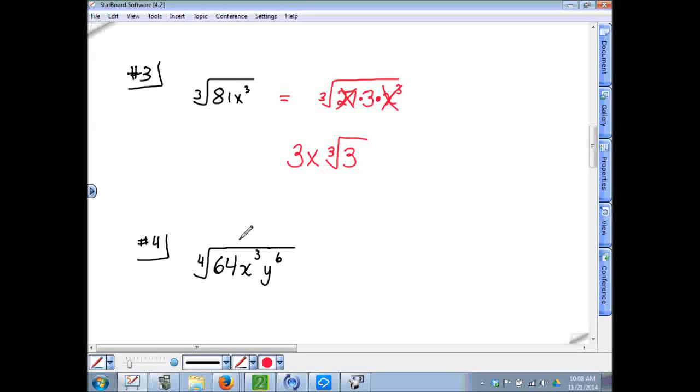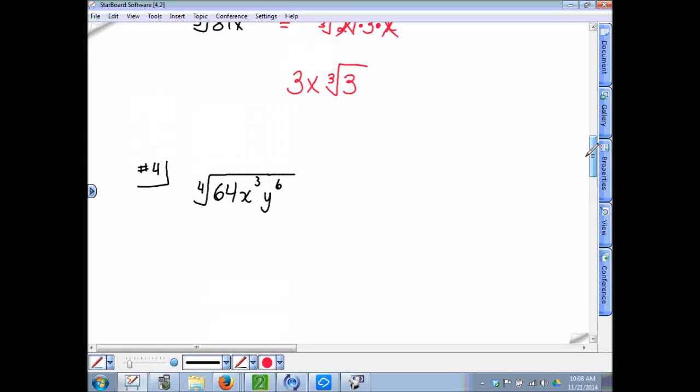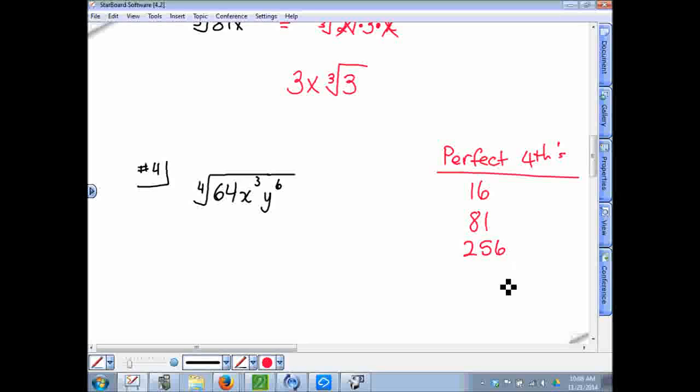All right, question 4. This one's a bit of a challenge, maybe because you weren't familiar with perfect fourths. Numbers that have fourth roots. 16 has a fourth root, because that's 2 times 2 times 2 times 2. 81 has a fourth root, because it's 3 times 3 times 3 times 3. 256, that's usually about as high as we need to go for fourths. Any of these divide 64? 256 may be a multiple, but what divides 64?